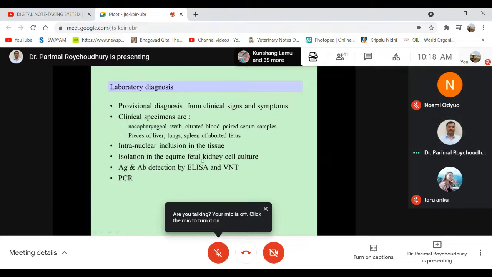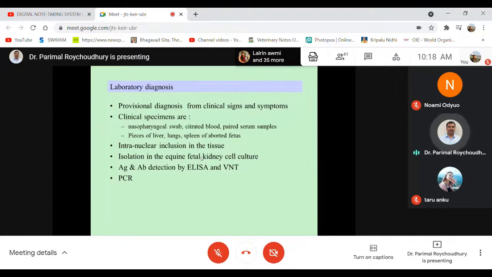However, the diagnosis is mainly based on isolation and identification of the virus, and that can be done in fetal kidney cell culture. As you know, the typical pathogenicity exhibited in cell culture is syncytia formation. So from that cytopathic effect, we can guess the presence of the virus. However, confirmatory detection is based on ELISA and VNT.